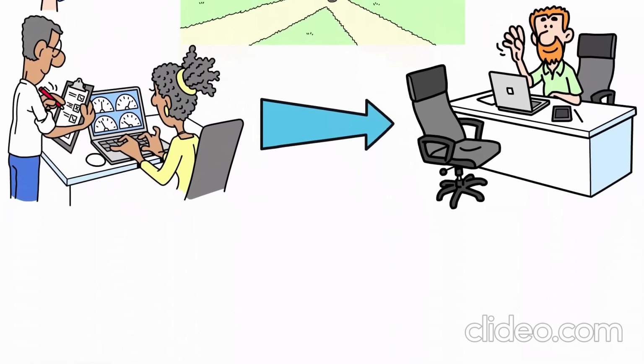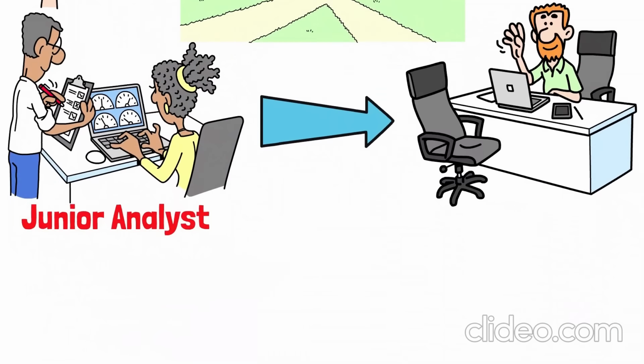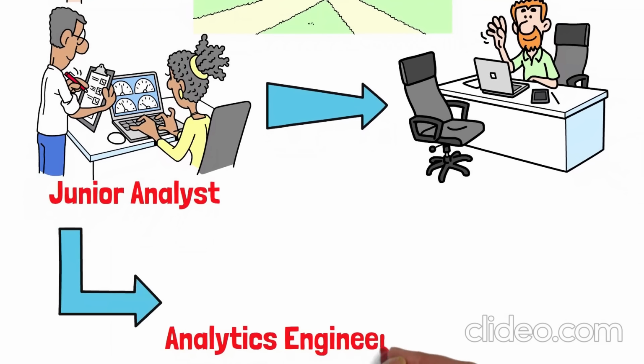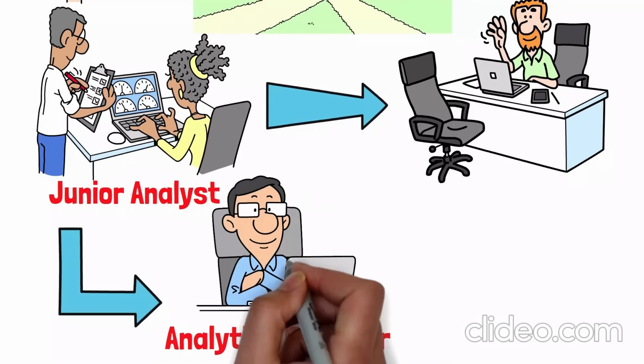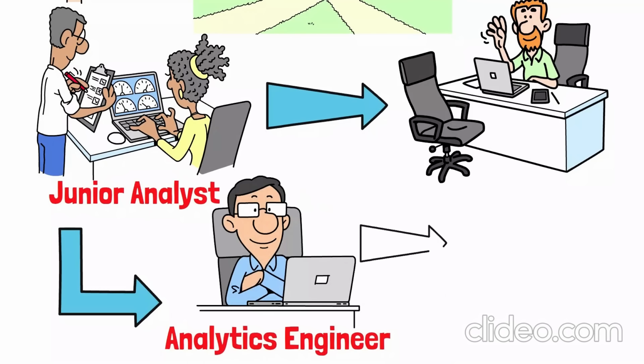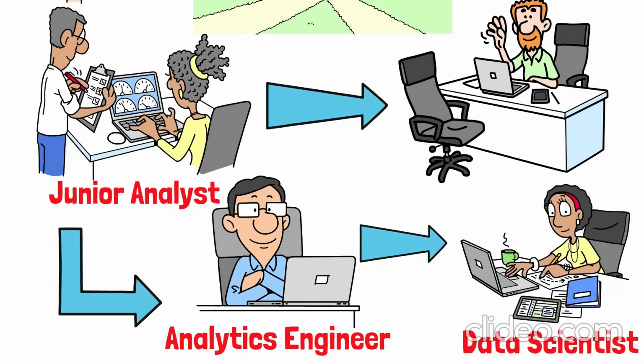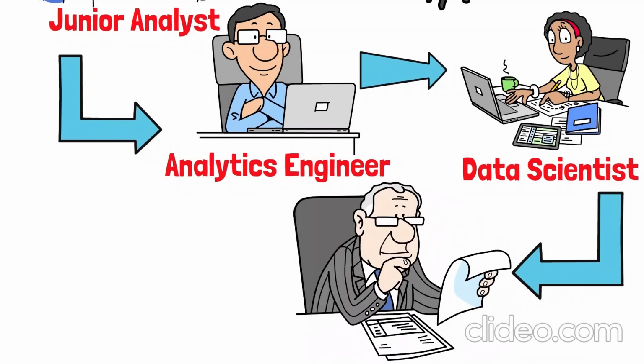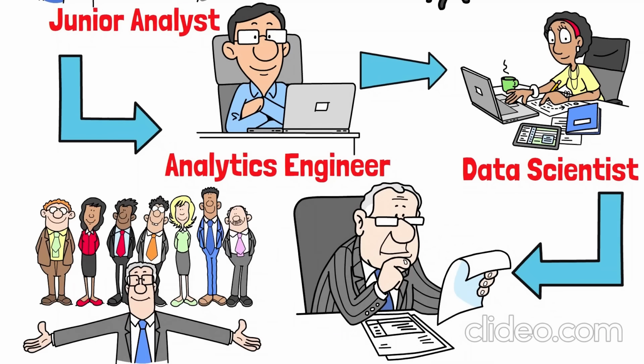Your journey might start as a junior analyst, focused on reporting and dashboards. From there, you could become an analytics engineer, building the data pipelines and infrastructure. Next, you might move into a data scientist role, where you'll use machine learning to build predictive models. And eventually, you could become a manager, leading a team of analysts and data scientists.